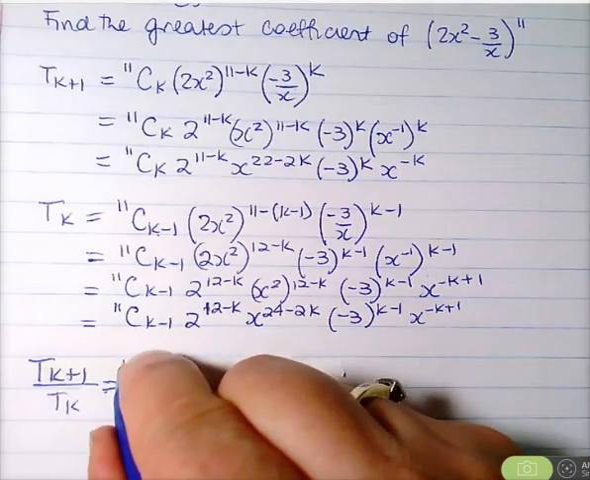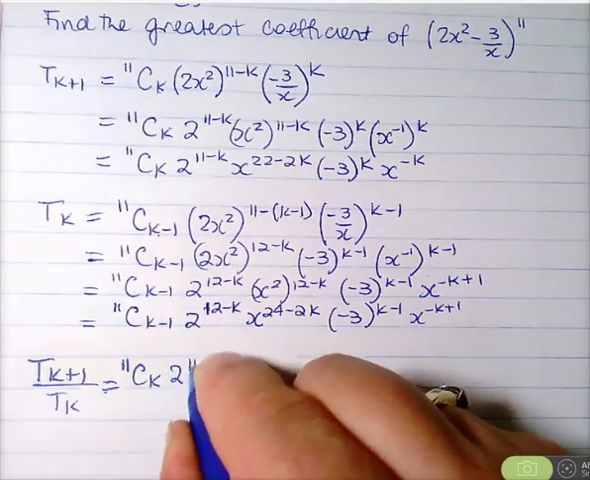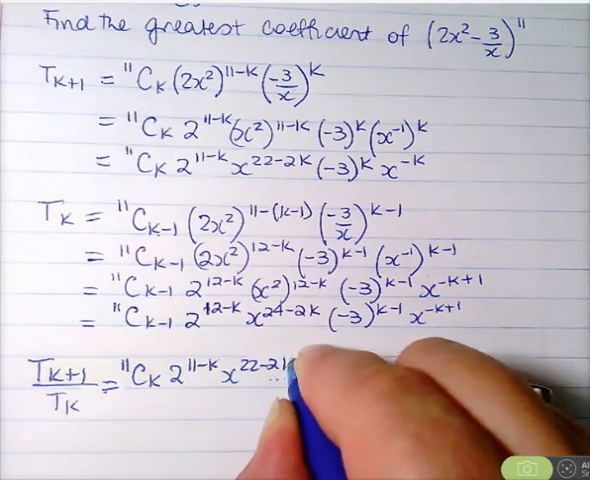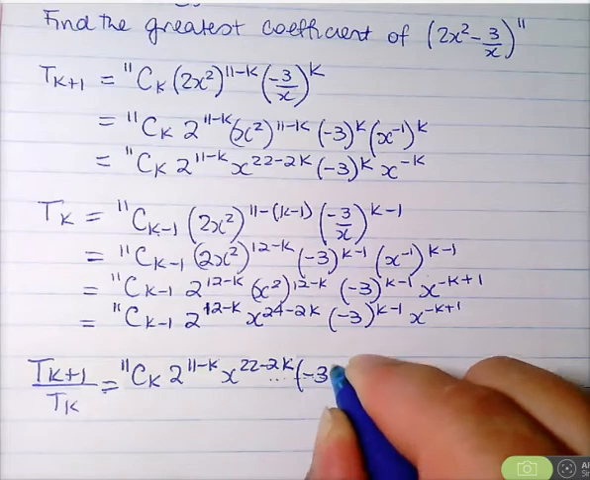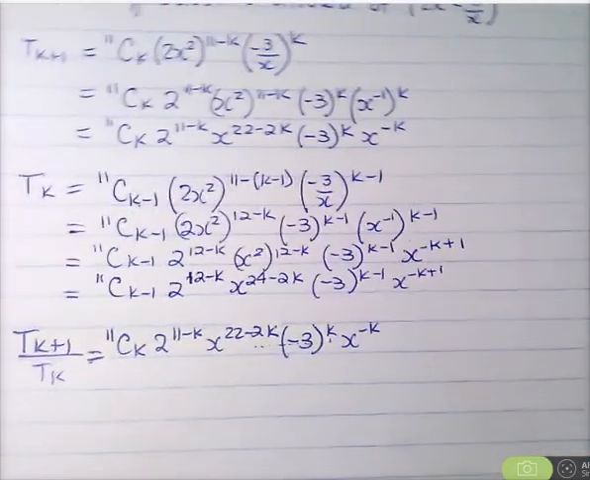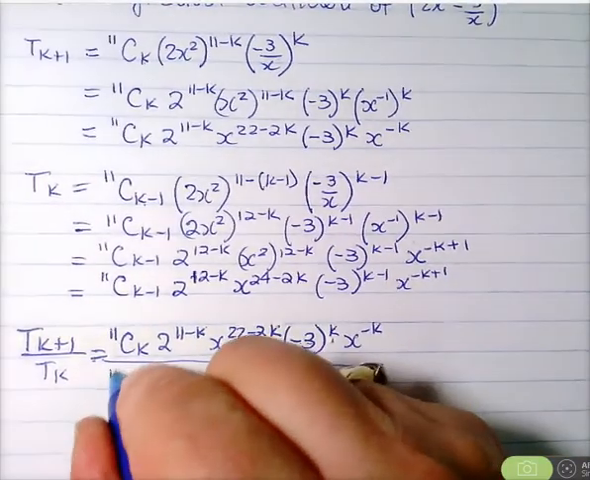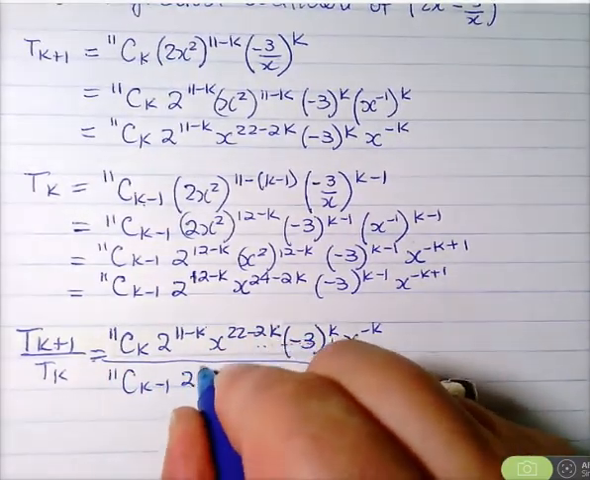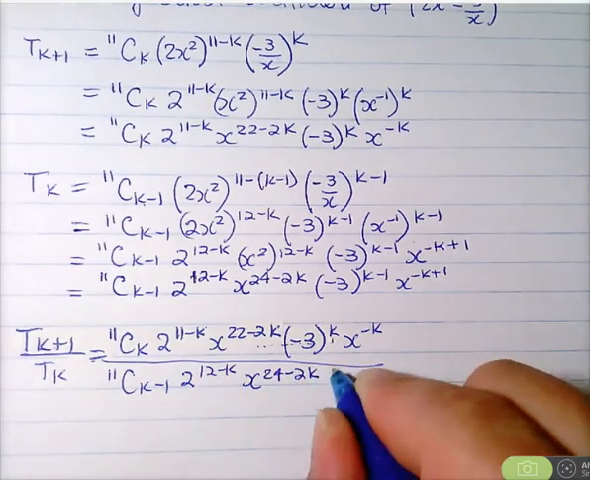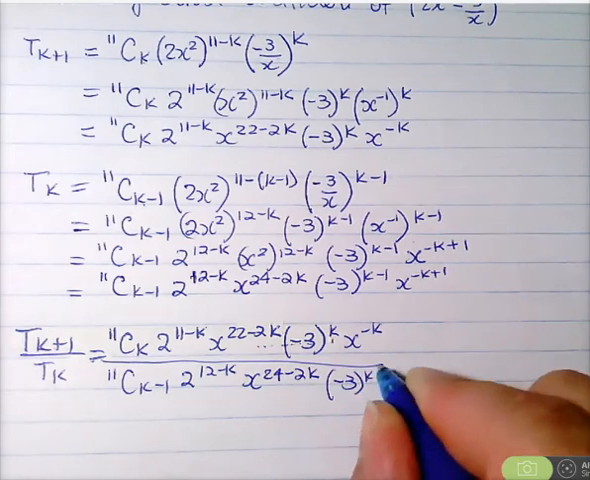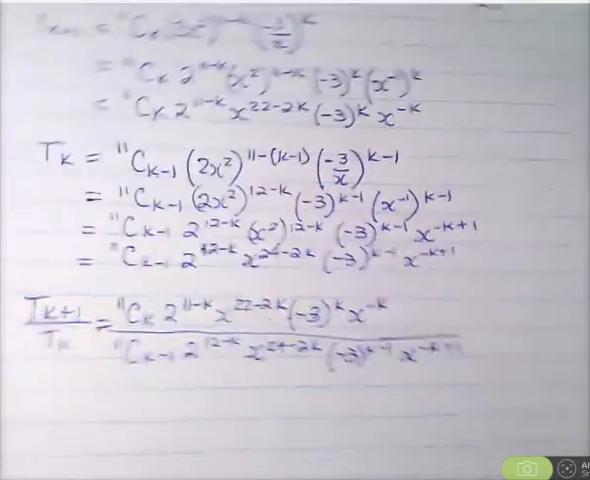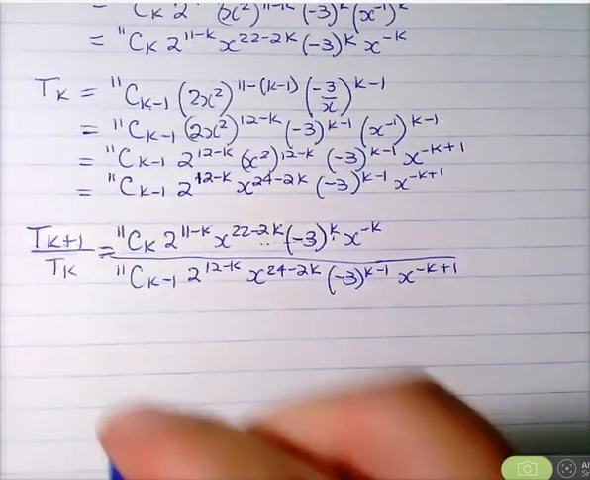Now that is 11Ck times 2 to the 11 minus k, x to the power of 22 minus 2k times negative 3 to the power of k, x to the power of negative k, over 11C(k minus 1) times 2 to the power of 12 minus k, x to the power of 24 minus 2k, negative 3 to the power of k minus 1, and x to the power of negative (k minus 1). Now look, we can do this the long way, or we can do it the short way.